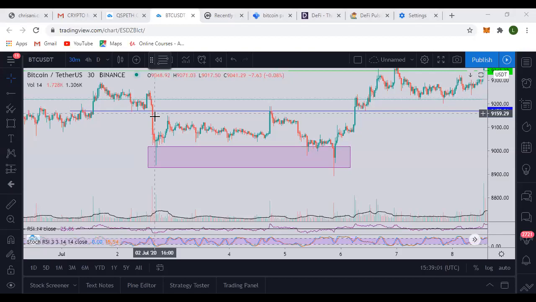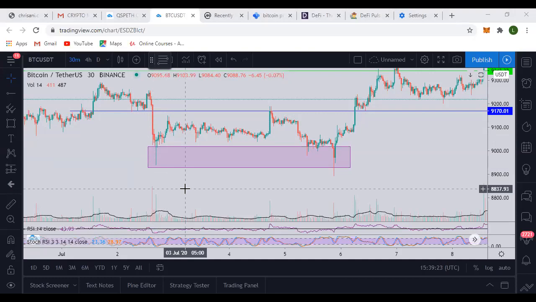So once the support got broken, what happened? That former support now turned immediately to become a resistance. That's the basic rule in support and resistance: once you have a breakout or a breakdown, it turns to be the opposite of what it was before. If it was a support and you had a breakdown, it's automatically a resistance.